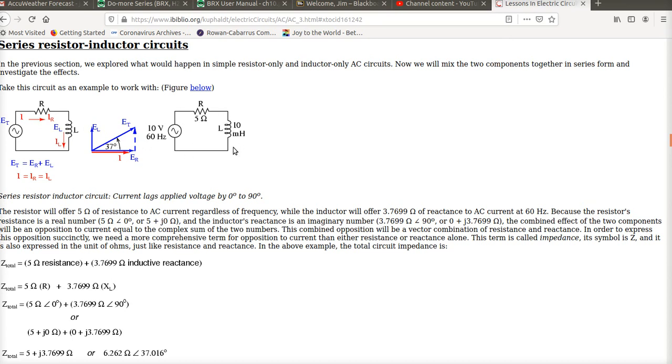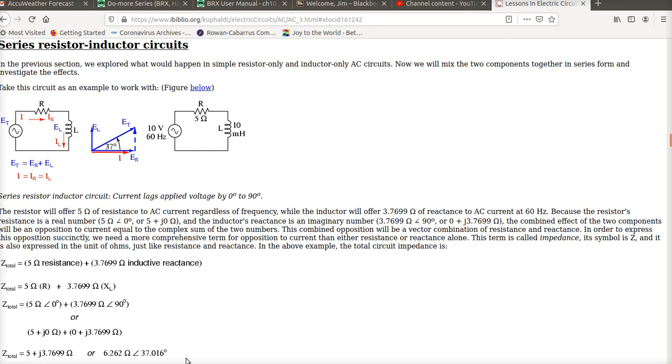So the combination of resistor and inductor in series is a vector, and it's now called impedance. So you can have a resistance, you can have an inductance, and then the combination of the two becomes impedance. Now, technically speaking, if all you have is resistors, then your resistance is your impedance. If all you have is inductive reactance, then the inductive reactance is your impedance. But your impedance can contain both.